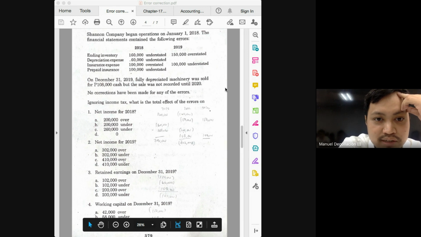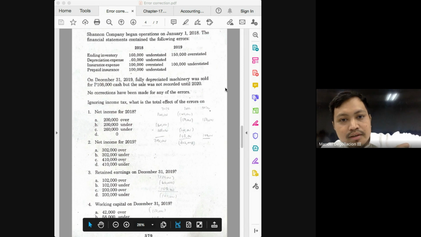So, is that everything we have for 2018? Next paragraph, on December 31, 2019, fully depreciated machinery was sold. So that's a 2019 transaction. No corrections have been made. Okay. So for 2018, what do we have? Due to the ending inventory, understatement of 160, overstatement of 60, and understatement of 100. So the net effect is 200,000 understatement.